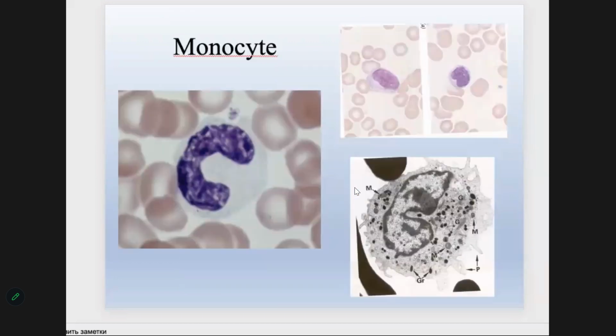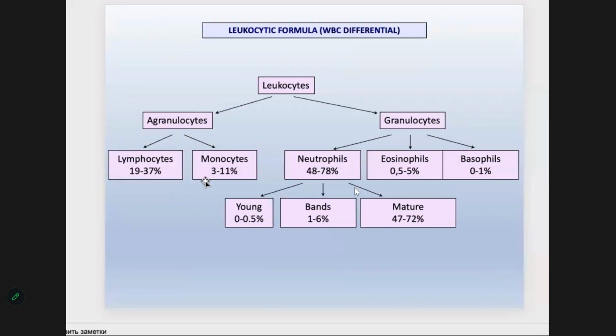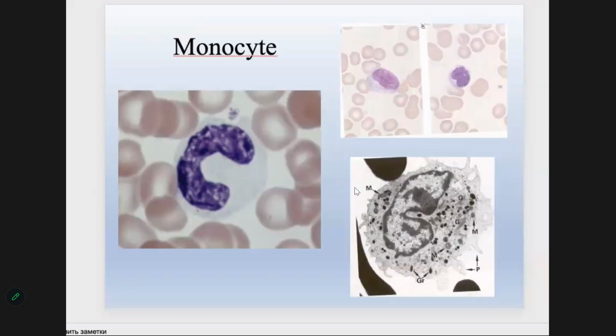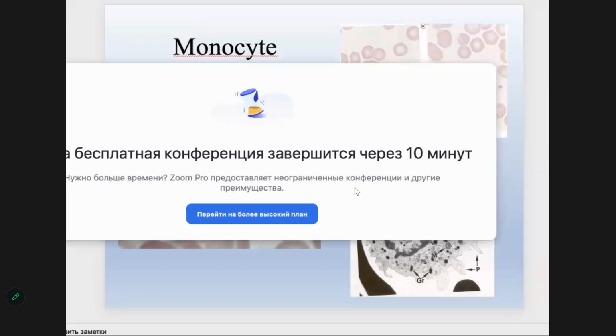And the last type of leukocytes, among the agranulocytes, is monocytes. In normal condition, the percentage of monocytes is, look at this, from 3 to 11%. Look at the morphology of the monocyte.